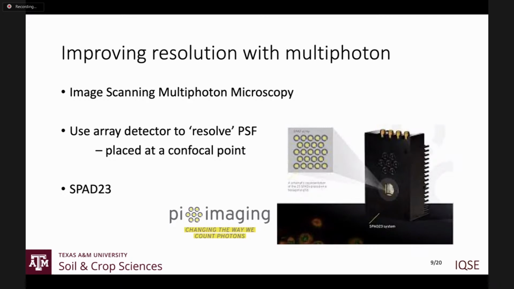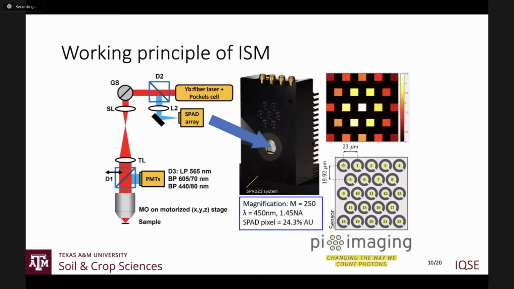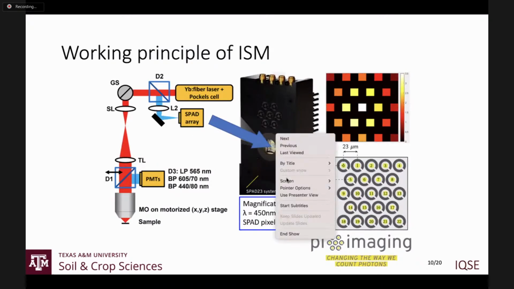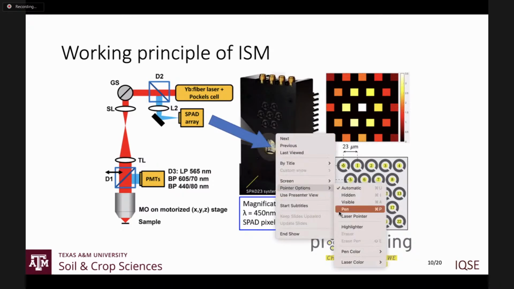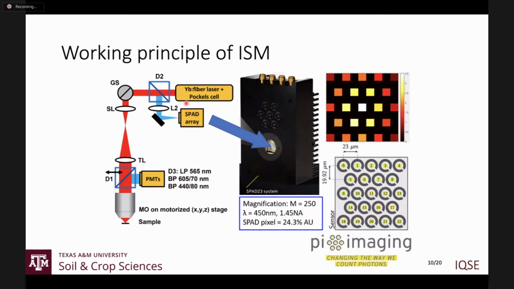So when you backpropagate your beam through your scanners, then you can focus it back to the array detector, where you can then resolve basically the point spread function. And so in this case, that looks like what you can see here. Maybe I can get a pointer.